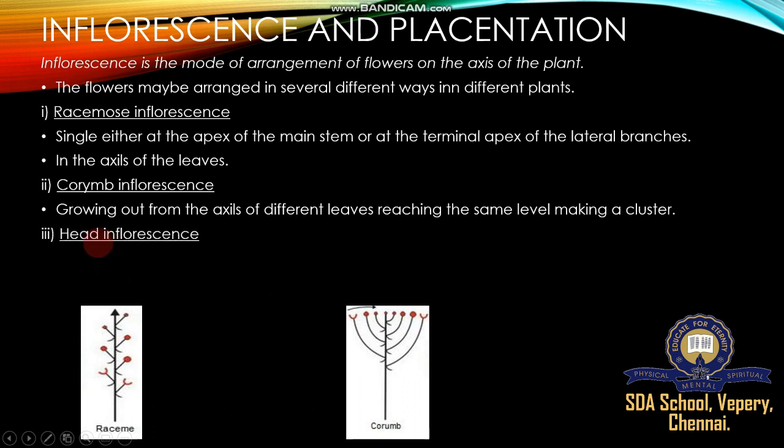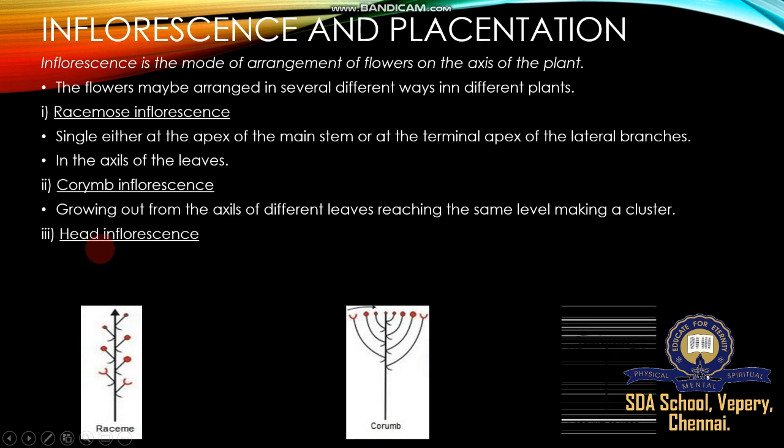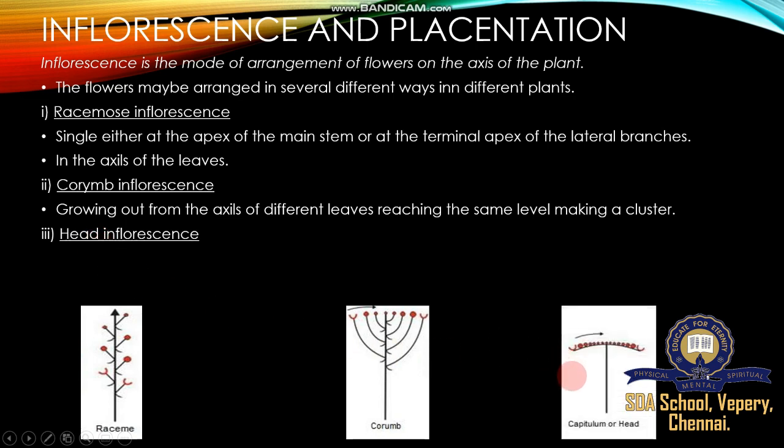Then the third type is the head inflorescence. For example, tridax, Tridax procumbens, and some other plants have head inflorescence. Here the receptacle is flattened and consists of a number of florets. This is called a floret: 1, 2, 3, 4, 5, 6, 7, 8. Here also there are a number of flowers, called small flowers.